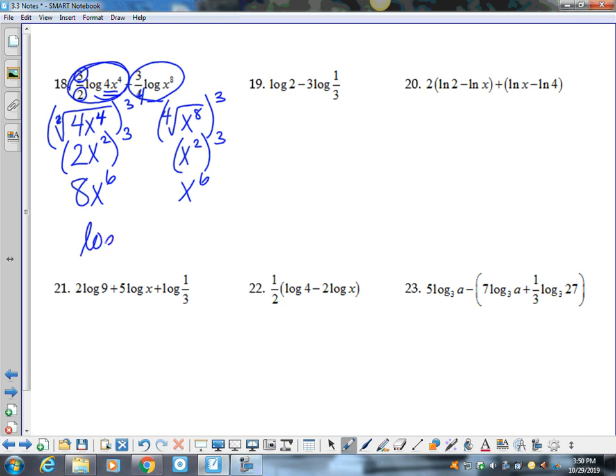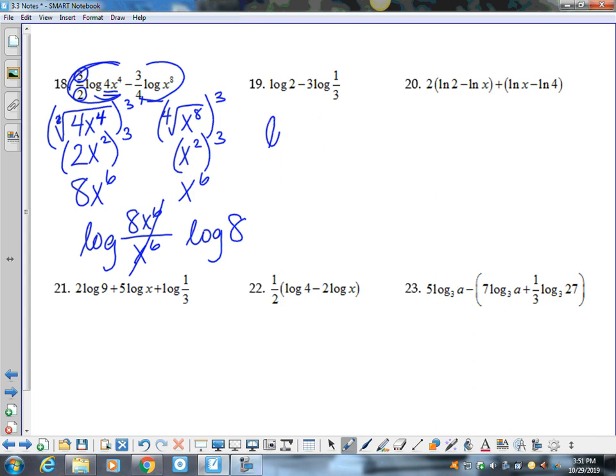So I have log of 8x to the 6th, and I think before I covered all this up, that was a minus sign, so divided by x to the 6th. Can't walk away yet because I can reduce those. So that would be log of 8. Don't get excited and try to write 8 as 2 to the 3rd and kick the power out front because that is expanding. And the directions here say condense.